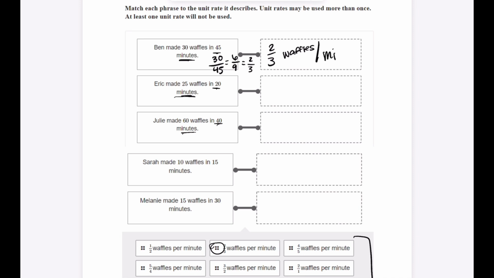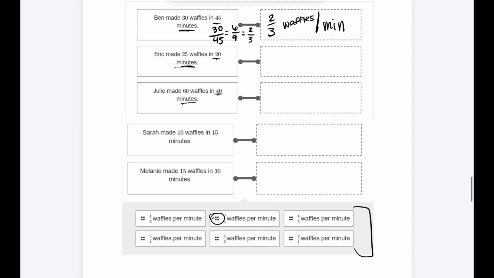Okay. Next one I have is 25 over 20. Once again, since they both end with 5 and 0, I'm going to divide both by 5. So to simplify, 25 divided by 5 gives you 5. 20 divided by 5 gives you 4. So I'm looking for 5/4 of a waffle per minute. That is another option right here. So that is correct. I'm going to go ahead and put 5/4 waffles per minute.